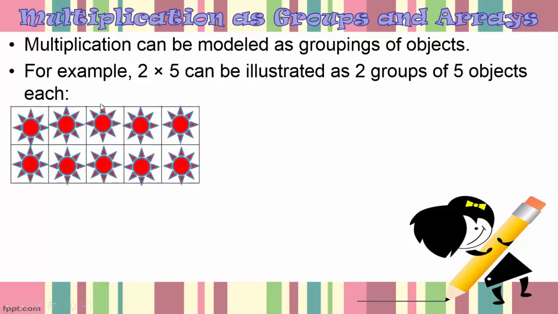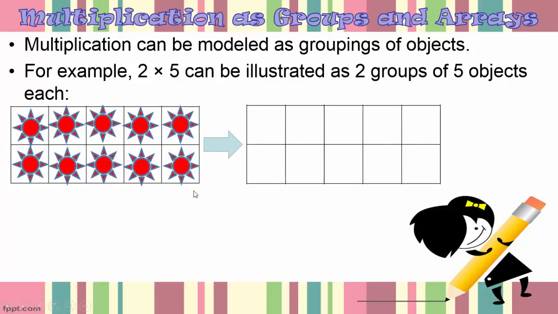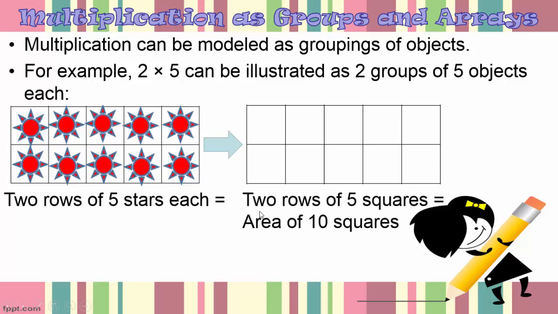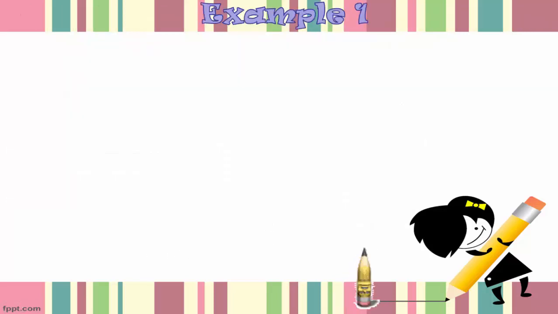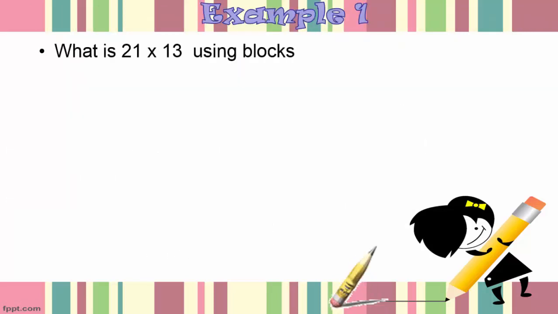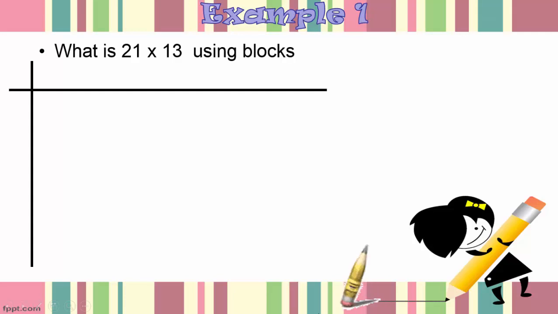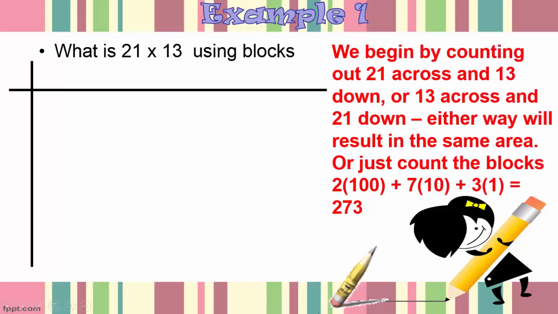So here we have 2 groups, and each of these groups has 5 objects. So 2 rows of 5 squares equals an area of 10. In example 1, we're asked, what is 21 times 13 using blocks? So we're going to set up a table, and we begin by counting out 21 across.